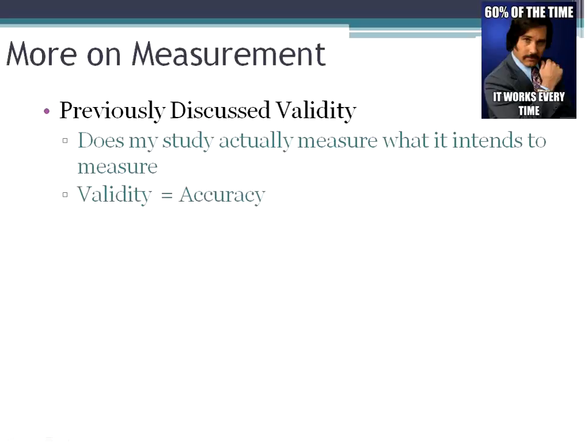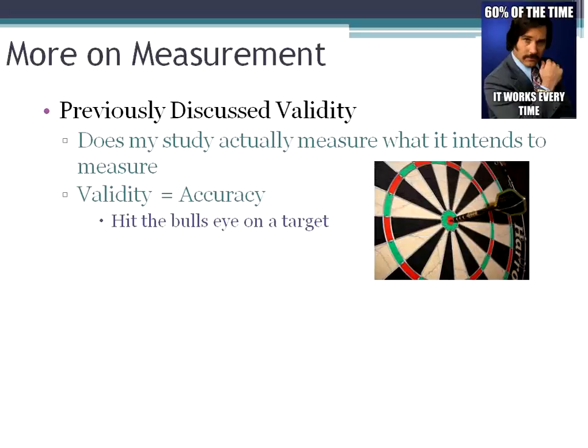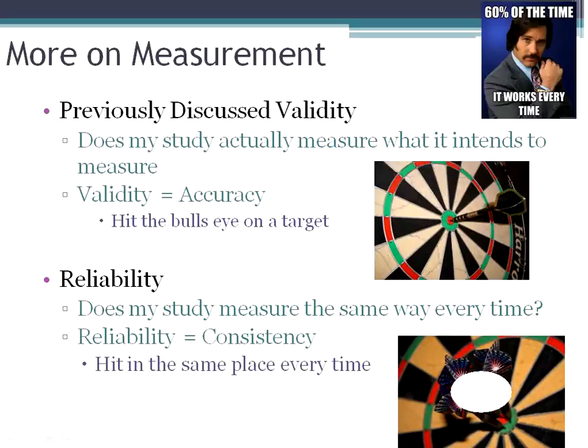Now, when we're talking about validity, we're talking about accuracy. How accurately do we assess or tap into the construct of interest? You can think about this as sort of hitting the bullseye on the target. If the bullseye is that true score, then hitting that bullseye is accuracy. Reliability, on the other hand, is consistency. So if validity is accuracy, then reliability is consistency. Validity is sort of hitting the bullseye. Reliability would be hitting the bullseye every single time, right?